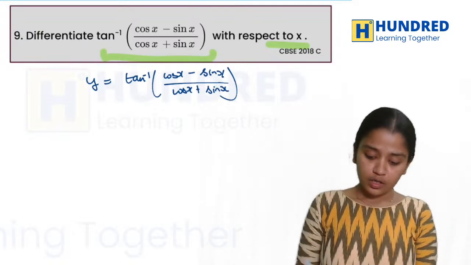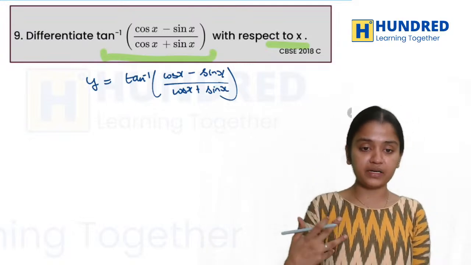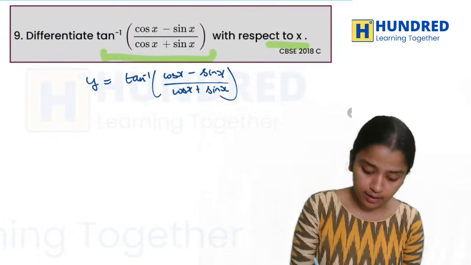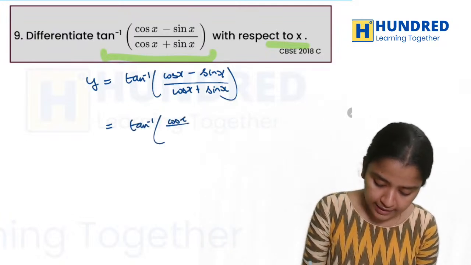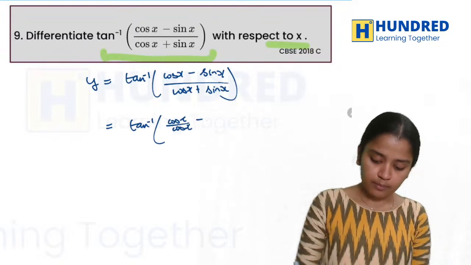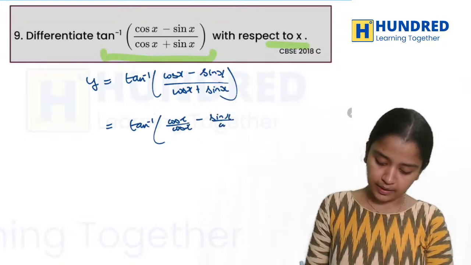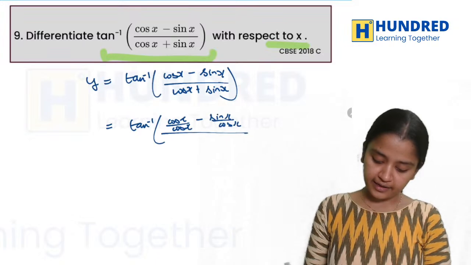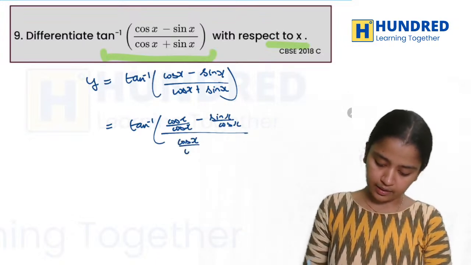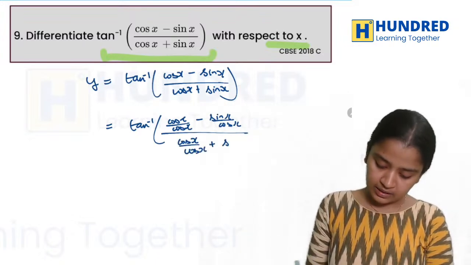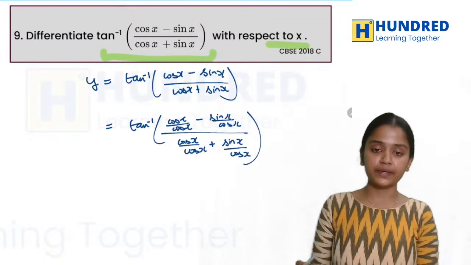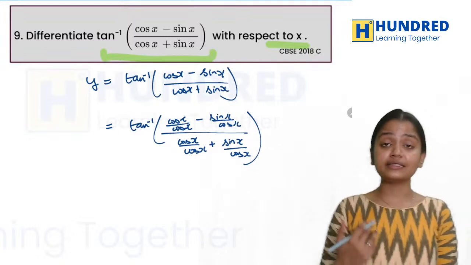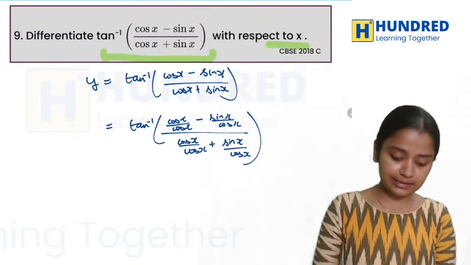So now throughout up and down I'm going to divide it by cos x. So it will be tan inverse of cos x by cos x minus sin x by cos x divided by cos x by cos x plus sin x by cos x. So இந்த மாதிரி I will be getting. Okay, now after this what am I going to do? I'm going to cancel it. I'm going to get it.